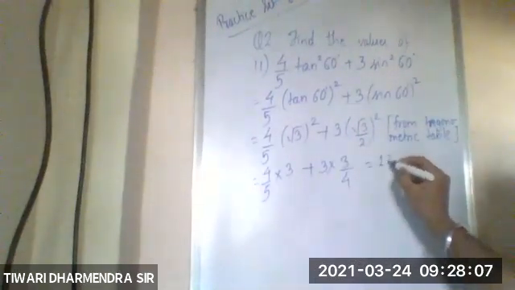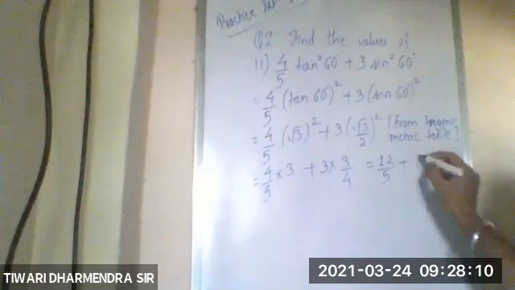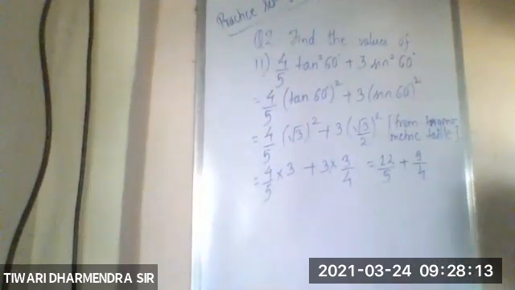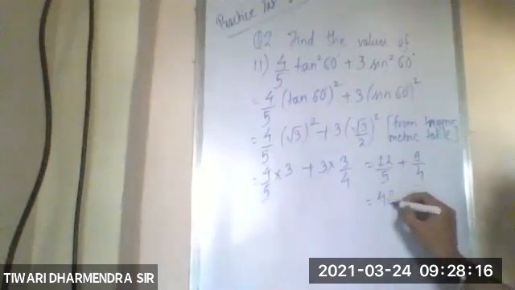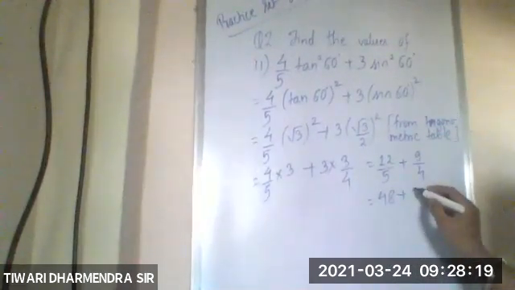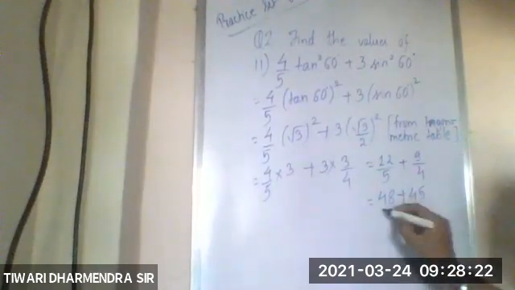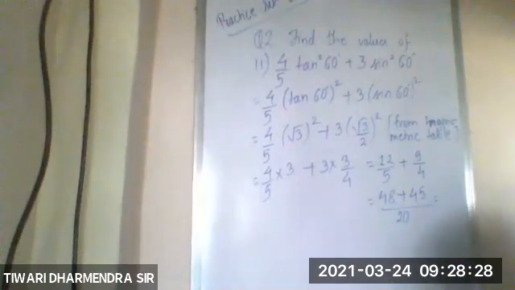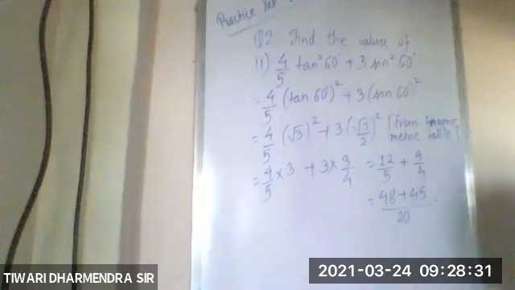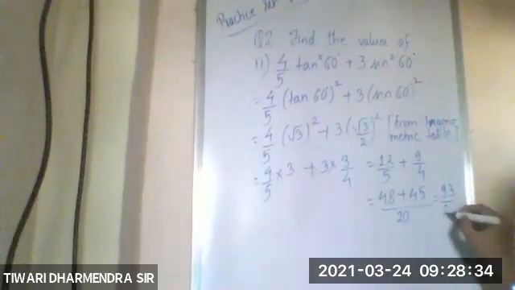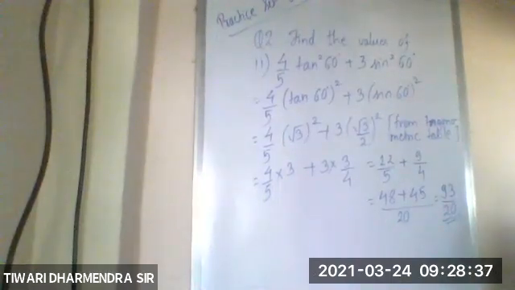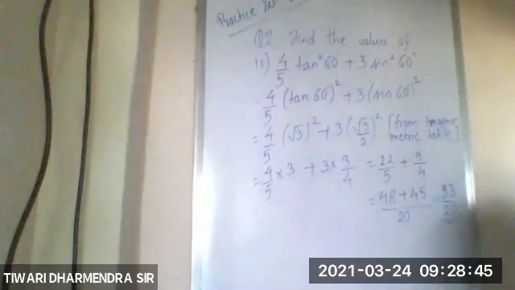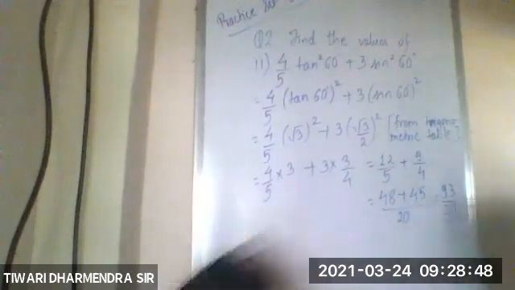4 3s are 12, 12 upon 5 plus 9 upon 4. Just do cross multiplication. 12 4s are 48 plus 9 5s are 45, upon 5 4s are 20. So 48 plus 45, the answer is 93. So this is the answer, 93 upon 20. Hope you understood. Let's move to question number 4.